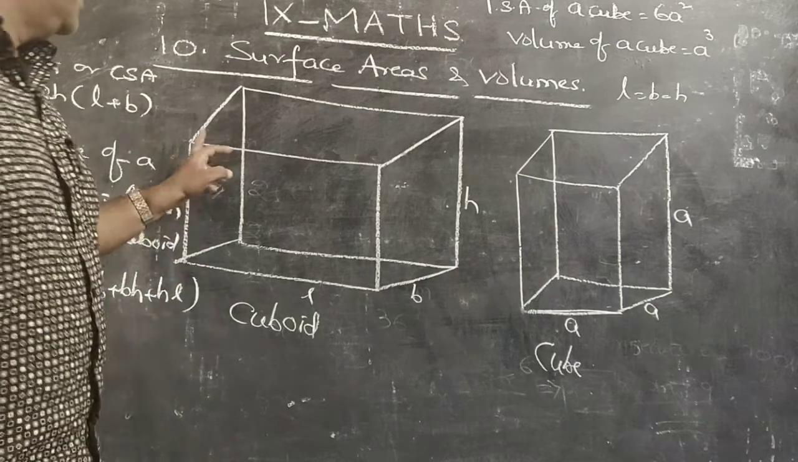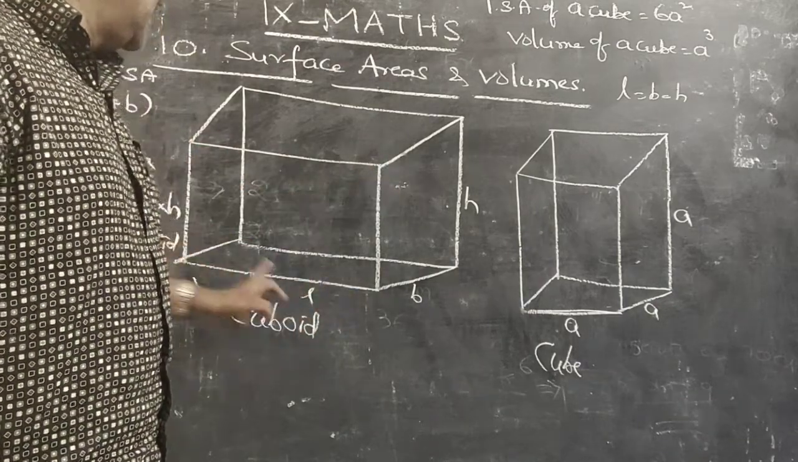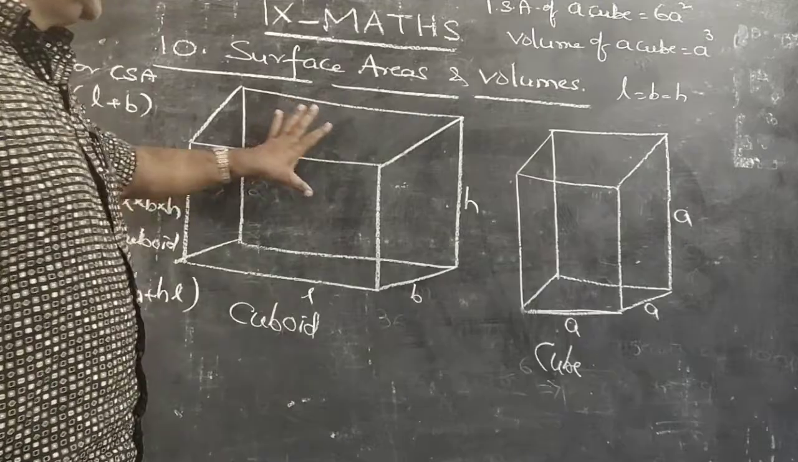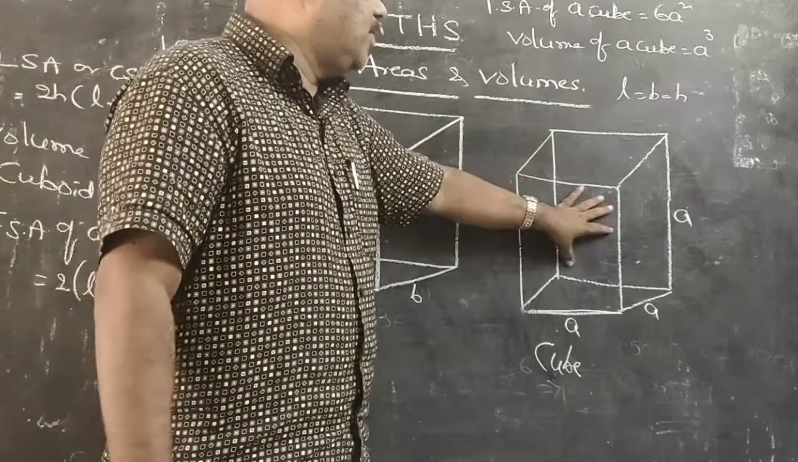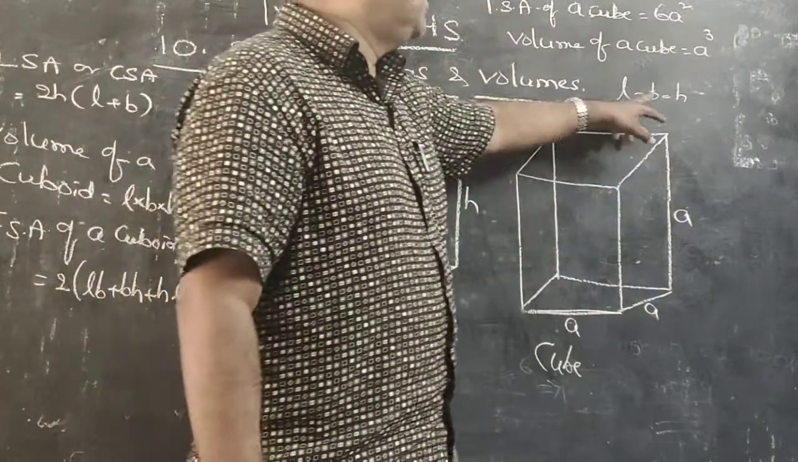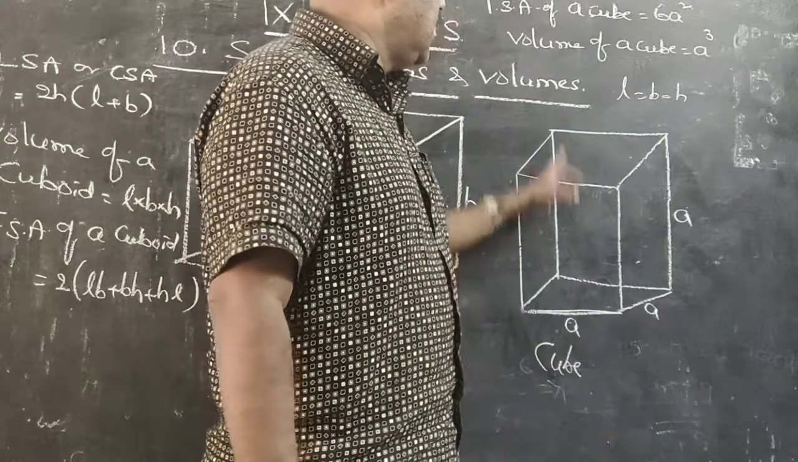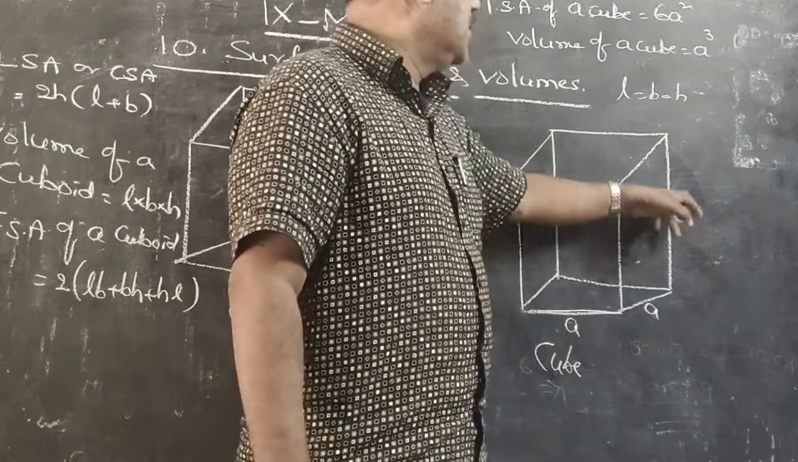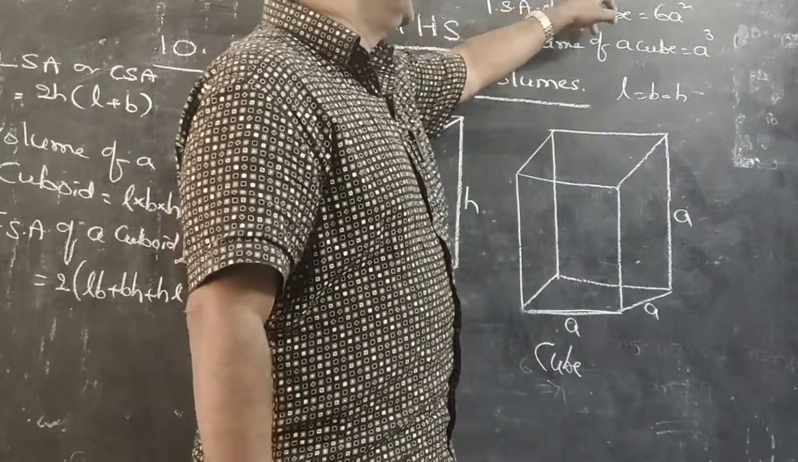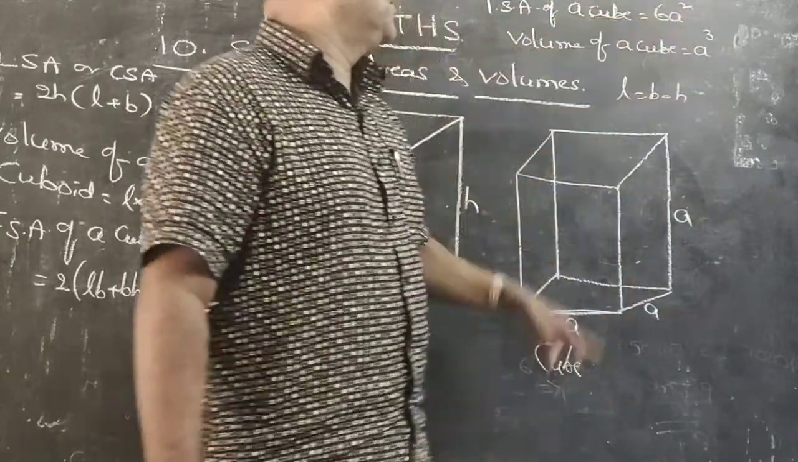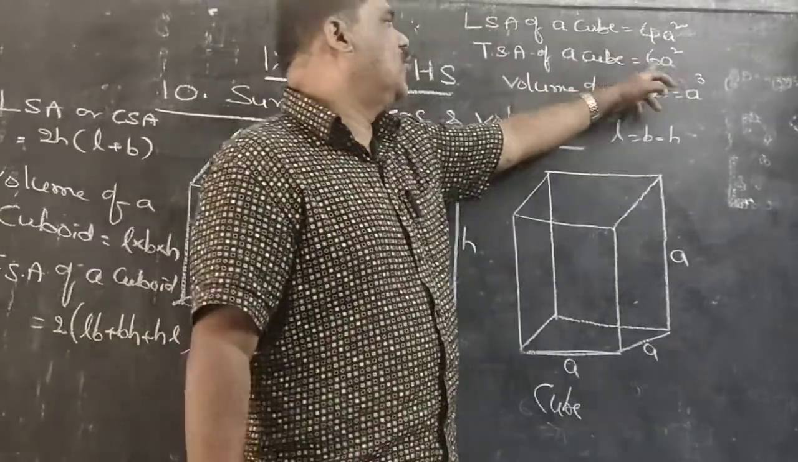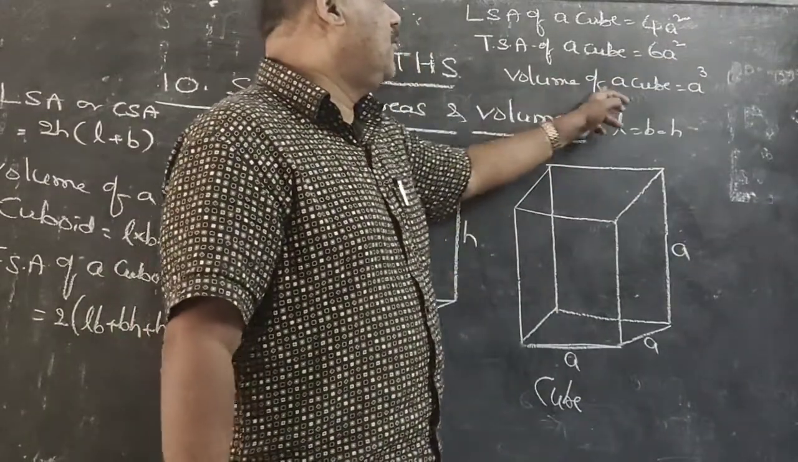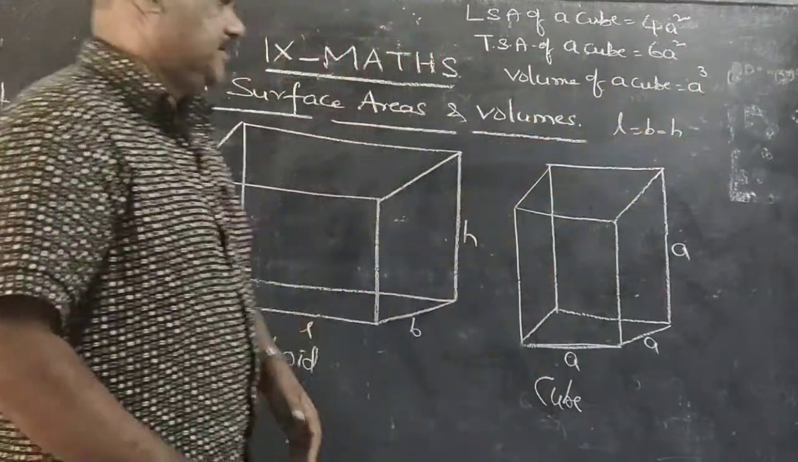Now in a cuboid, the face is a rectangle. If the face is a square, then this cuboid will become a cube. For a cube, length, breadth, height, all the 3 will be equal. Now we call it the edge of a cube. It is denoted by a. Lateral surface area of a cube is 4a². Total surface area of a cube is 6a². Volume of a cube is a³.